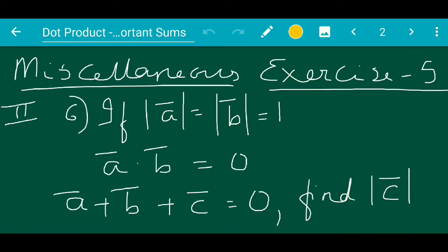So from miscellaneous exercise 5, from question number 2, the sixth sum. The question is, if mod A is equal to mod B is equal to 1, and also A bar dot B bar is equal to 0, and A bar plus B bar plus C bar also is 0. Then find the value of mod C bar.